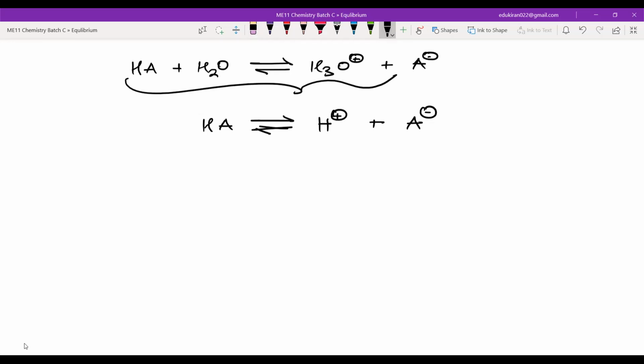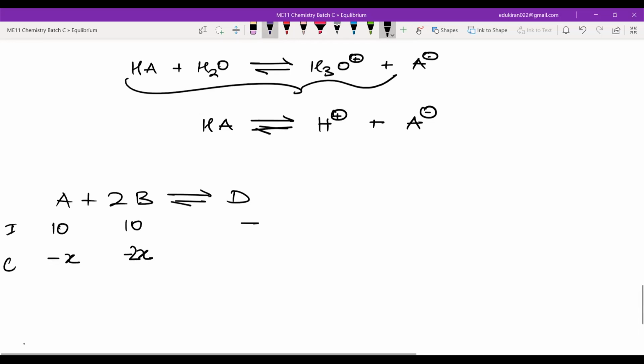Now, initially, when we started this equilibrium chapter, I showed you that if you have A plus 2B, it is giving you some D. And we started with initial concentration, let us say 10, and this was also 10. This was nothing. Then at change, we wrote that this will be minus X, and this will be minus 2X, right? You guys remember this, yes or no?